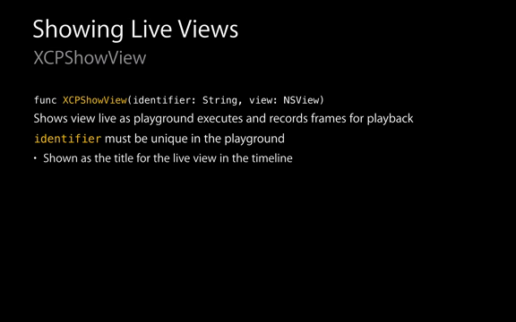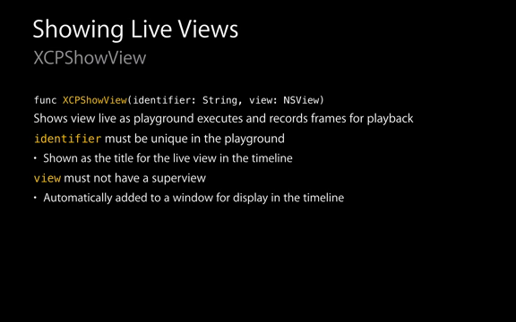The identifier you pass to this function must be unique inside of the playground. That's because this is how we refer to the live view internally in Xcode. And it is also what we show as the title for the live view in the timeline. The view you pass must also not have a superview. This is because we will add it to our own view hierarchy, and it would generally not produce the results you're looking for. So with this in our toolbox, let's jump back to the demo and see how it's used.